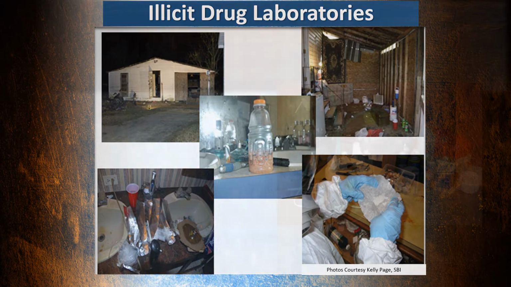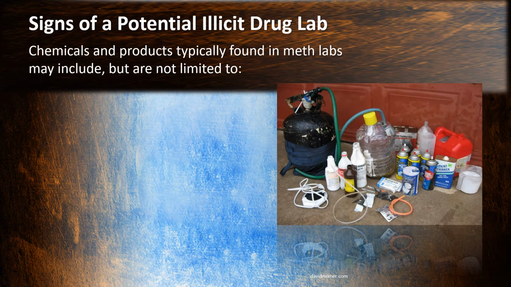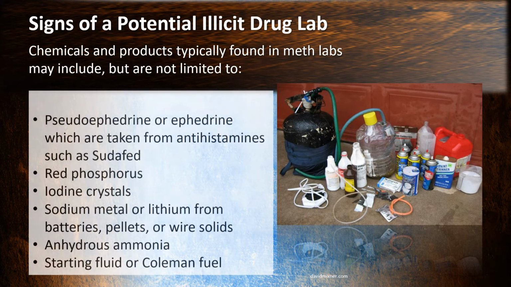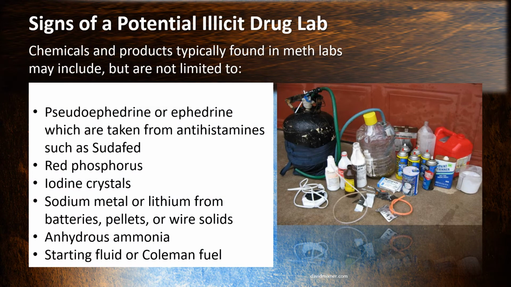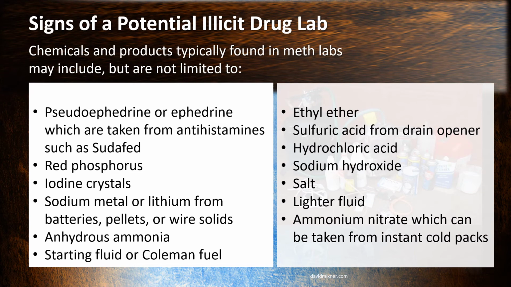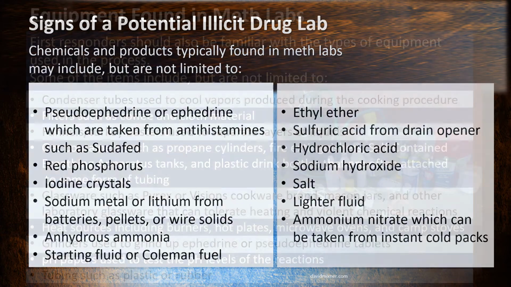Signs of a potential illicit drug lab. Chemicals and products typically found in meth labs may include, but are not limited to, pseudoephedrine or ephedrine, which is taken from antihistamines such as Sudafed, red phosphorus, iodine crystals, sodium metal or lithium from batteries, anhydrous ammonia, starting fluid, ethyl ether, sulfuric acid from drain opener, hydrochloric acid, sodium hydroxide, salt, lighter fluid, and ammonium nitrate, which can be taken from instant cold packs.